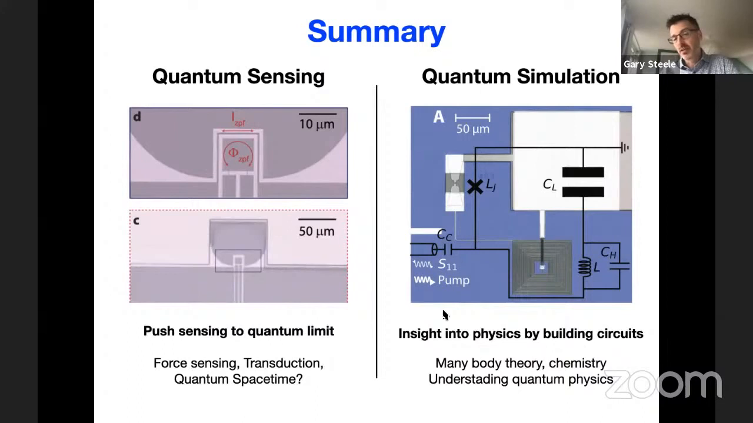And then the other thing I told you about today is these quantum simulations, where for me, the most exciting thing about quantum simulation is getting insight into the physics by building the circuits and doing the experiments, with applications in chemistry, many-body theory, and just understanding physics.